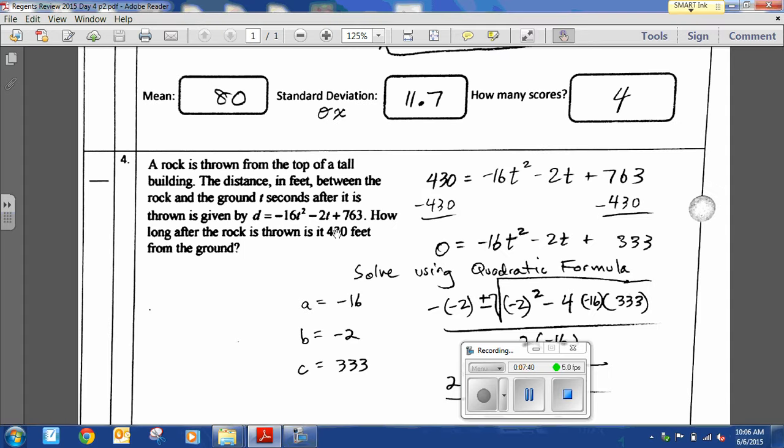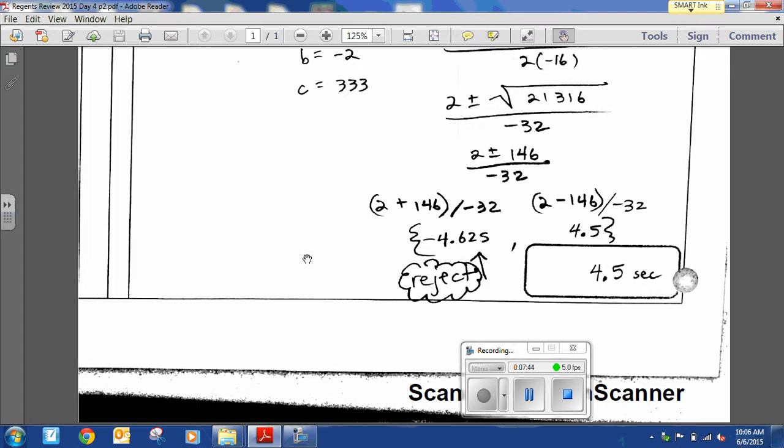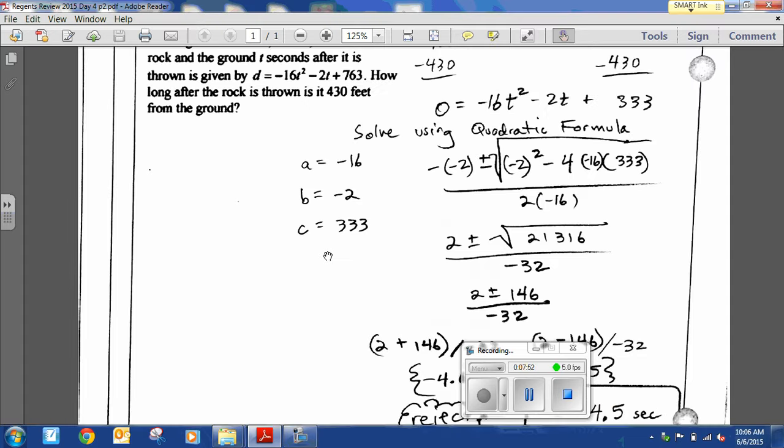Well, they want to know how long it took after the rock is thrown. It does not make sense to have negative time, so we must reject the negative root. The solution is 4.5 seconds.